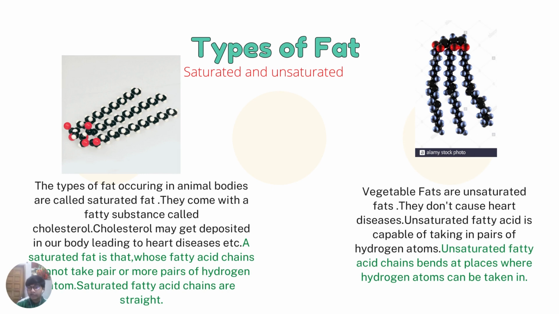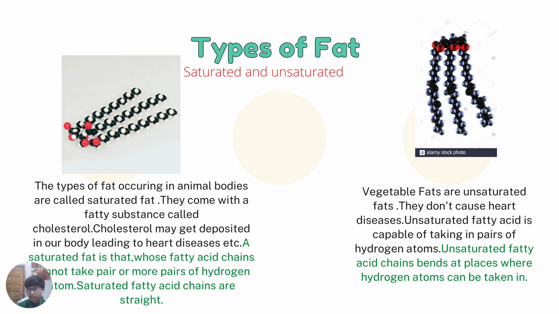Now, types of fats. There are mainly two types of fats, the saturated fats and the unsaturated fats. The fats occurring in animal bodies are called saturated fats. They come with a fatty substance called cholesterol. Now, cholesterol may get deposited in your body, leading to heart diseases, etc. A saturated fat is a fat whose fatty acid chains cannot take in more pairs of hydrogen atoms. Saturated fatty acid chains are usually straight.